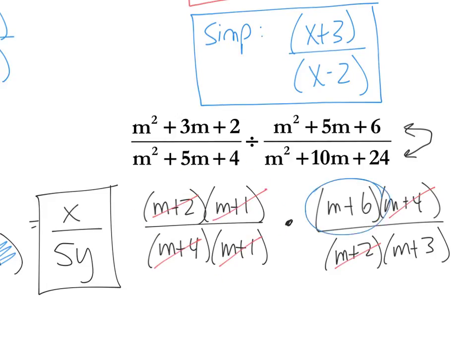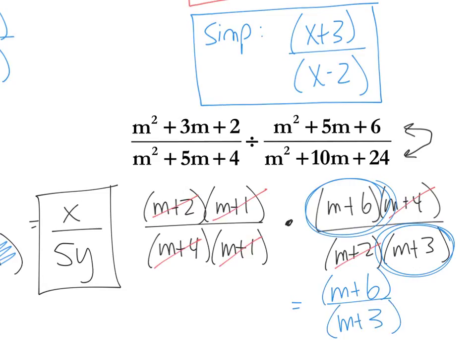What do we have left over? We have an m plus 6 and we have an m plus 3. So our simplified version of this rational expression is m plus 6 over m plus 3. Remember, you cannot cancel the 6 and the 3 because it's stuck together as a binomial with the m. So just be careful about that. You can only cancel if you have factored, and there are common factors.